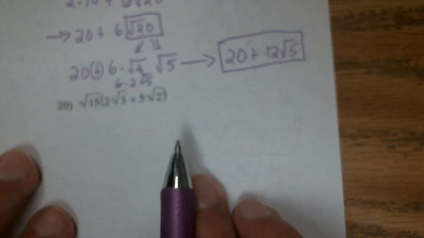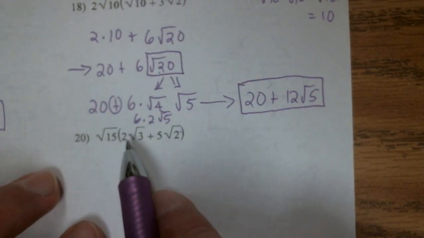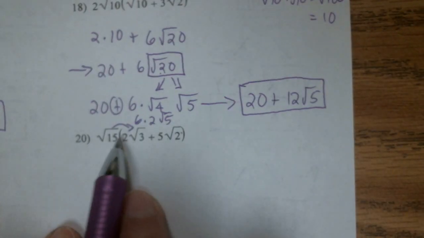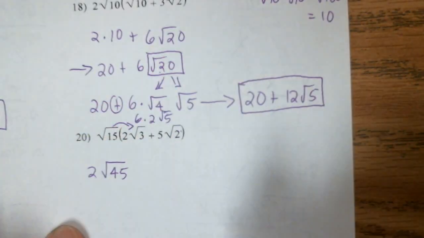Okay, all right, last one here. All right, so square root of 15 times, we're going to distribute here. There's no coefficient here, so I just multiply 2 times 1. That's going to be 2. Now multiply 15 times 3 inside the radicand. That's going to be square root of 45.